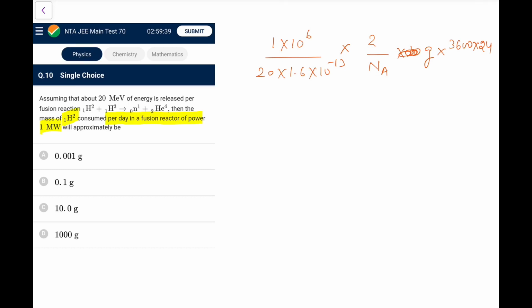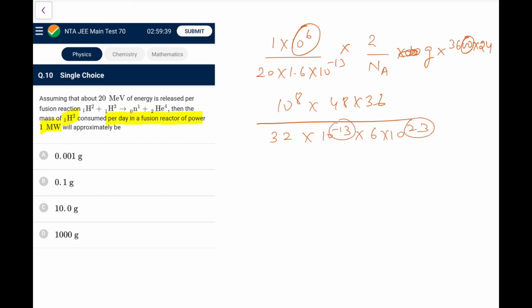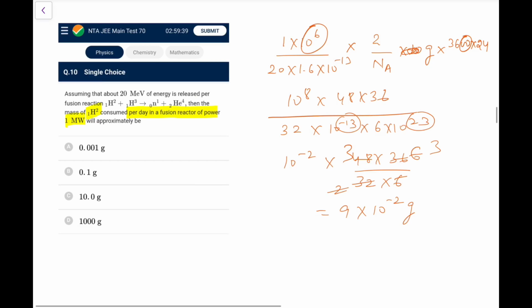Let me do this. This is 10 to the power 6, this is 10 to the power 2, that is 10 to the power 8, 24 into 2, let's say 48 into 36. This is 20 into 1.6, that is 32 into 10 to the power minus 13, and 6 into 10 to the power 23. So this is 10 to the power 8, so it becomes 10 to the power minus 2, and this is 48 into 36 upon 32 into 6. If I do this, it comes out as 9 into 10 to the power minus 2 grams, or I can write it as 0.09 gram, that is approximately 0.1 gram.